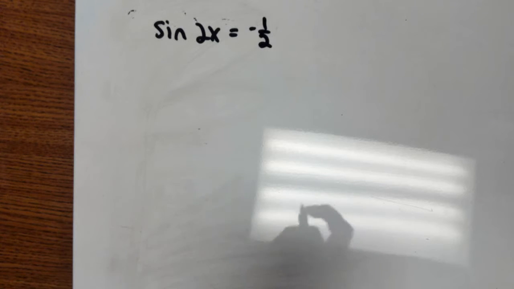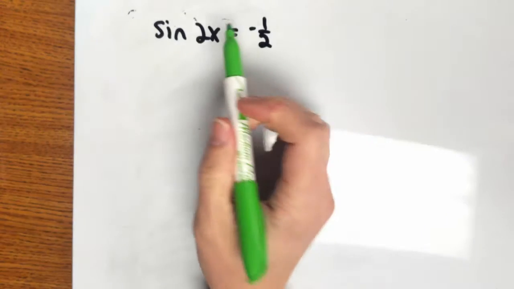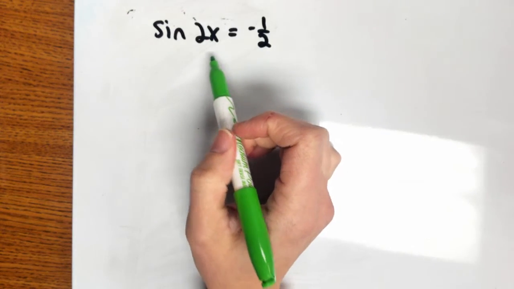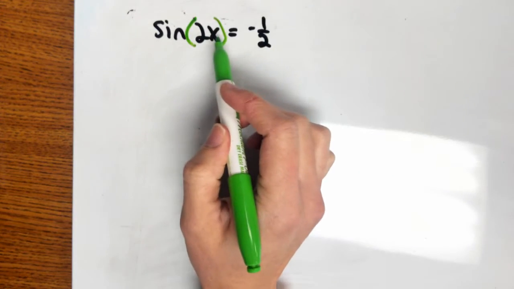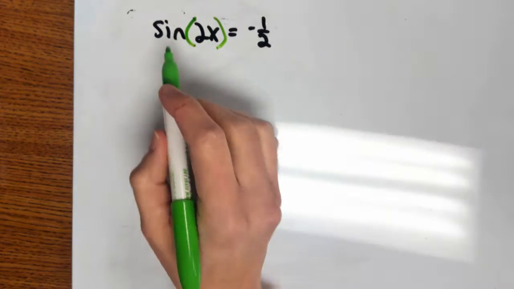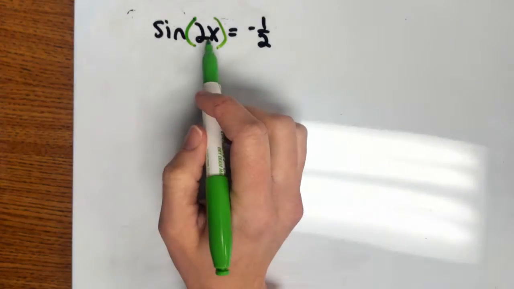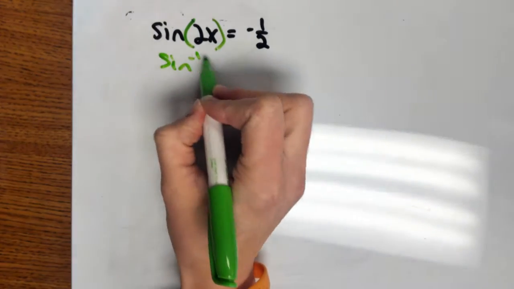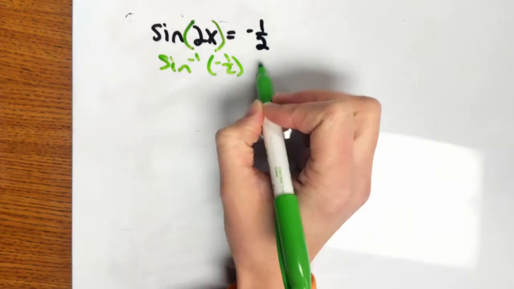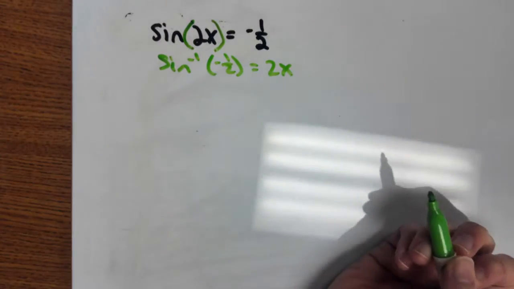Alright, so now we're solving a different type of trig equation. This time we are actually looking for the angle. So we've been given the exact value. This right here is considered my angle at this point. So what I'm going to do is say, well, what angle is going to give me a sine of negative 1/2? Really, remember, I'm doing inverse sine of negative 1/2 equal to 2x. That's really the same thing I'm asking myself.